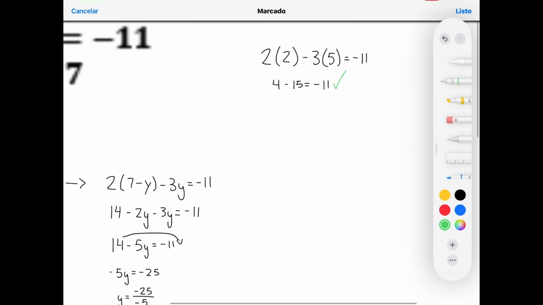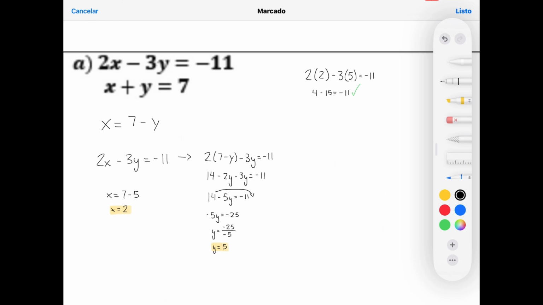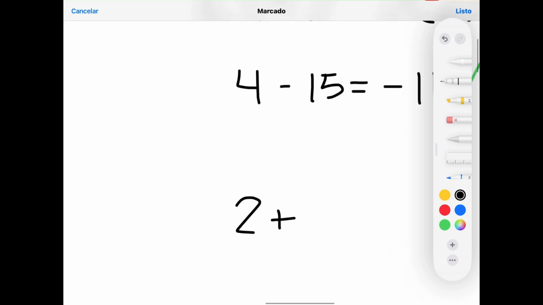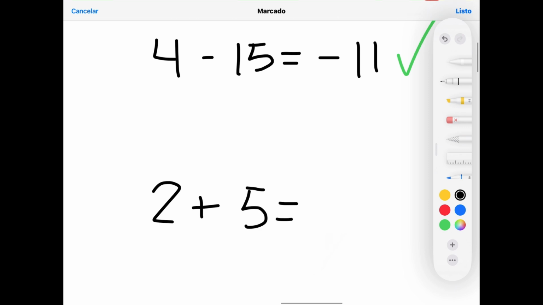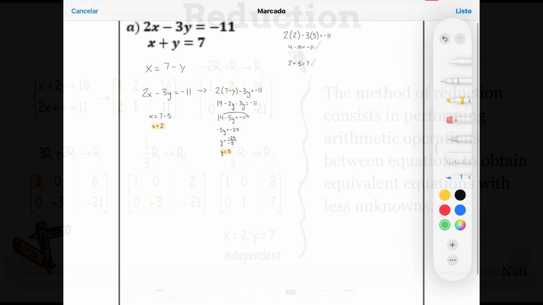This one is correct. Now for the second one, I have that my equation is x plus y equals 7. So x is 2, y equals 5, and I can prove that it gives me 7. And that's how I know I was right.